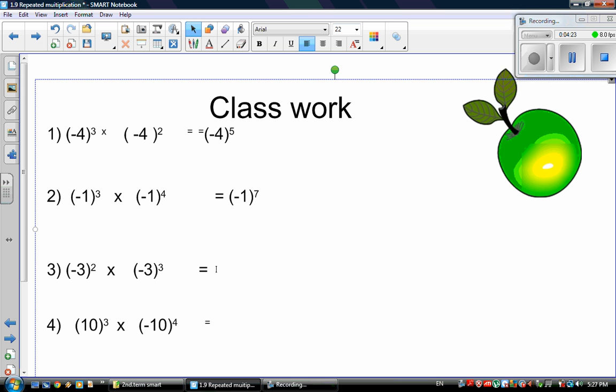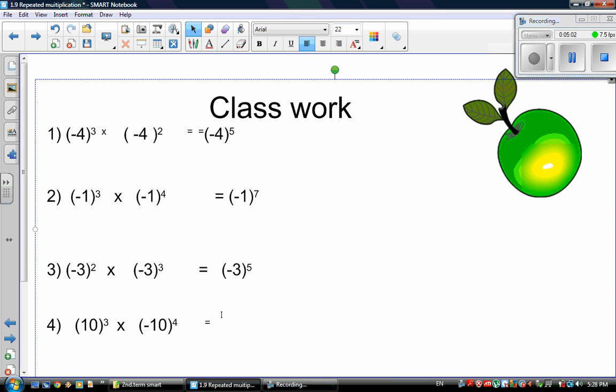Okay, let's move to number 3. Negative 3 to the power 2 multiplied by negative 3 to the power 3. Look at the two bases. Are they equal? Yes, they are equal bases, so we can keep the base as it is, and then we can add the powers. 2 plus 3 equals 5.